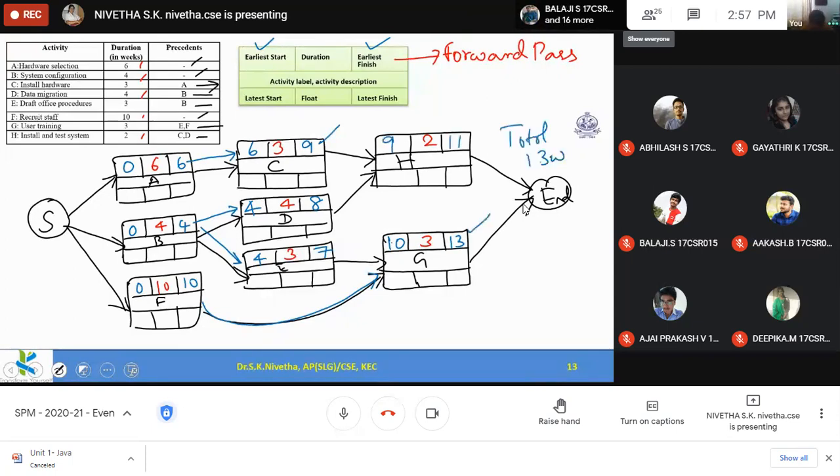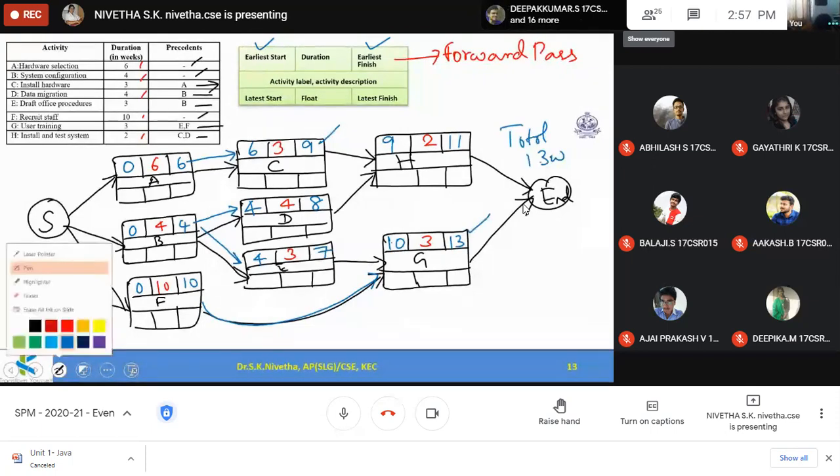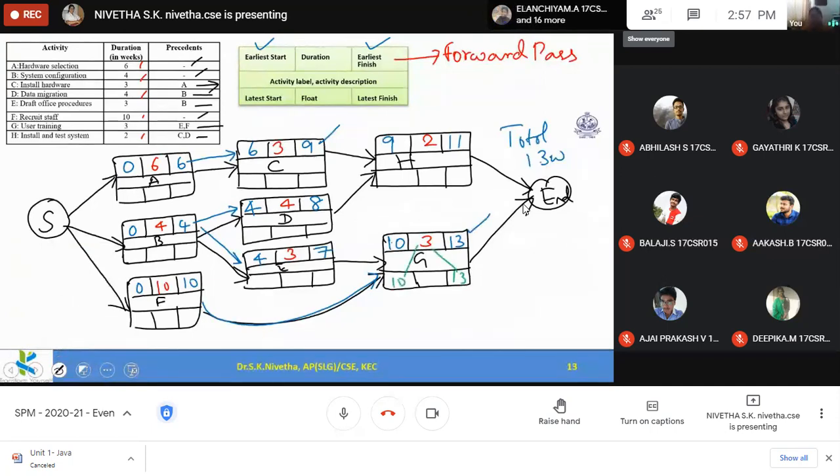Okay. Now, the forward pass is over. All these values are filled. Now we shall start the backward pass. So in the backward pass, the highest value is retained for this. 13 minus 3 becomes 10. So latest start is also 10. Here I can complete up to the 13th week. So 13 minus 2 becomes 11.